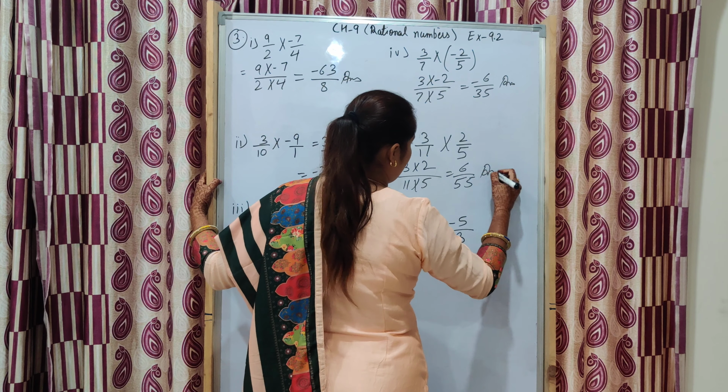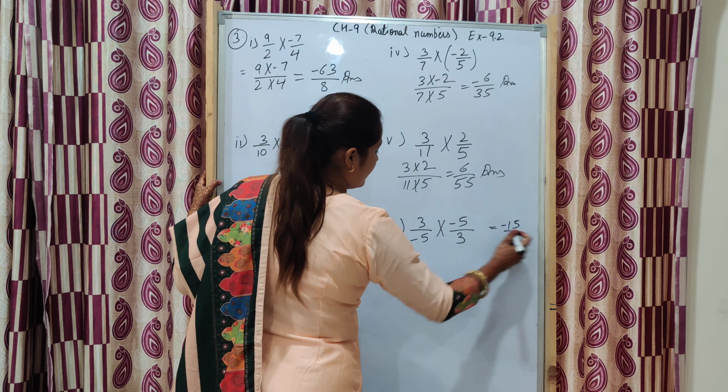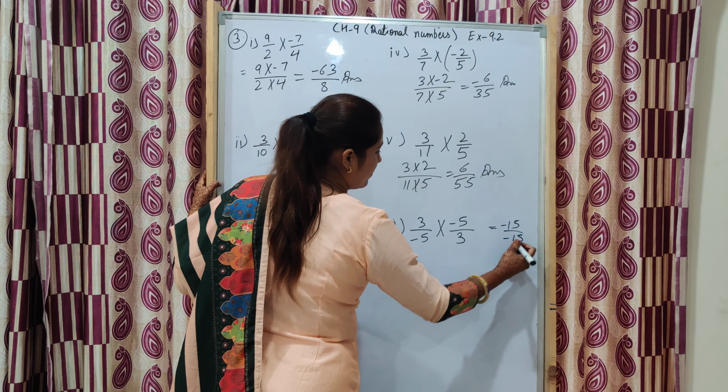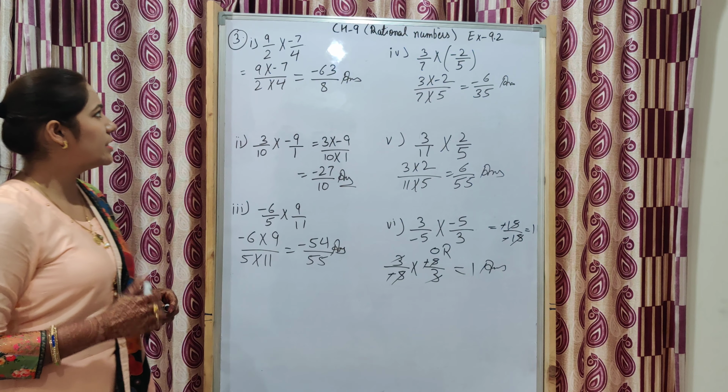Next, now see part 6 carefully. There are two methods to solve this question. First, the similar one we have done: 3 multiplied by minus 5, that is minus 15. Minus 5 multiplied by 3, minus 15. Minus minus cancel, 15, 15 cancel, answer is 1. This is one method. Another is cancellation. I told you earlier also, numerator and denominator can be cancelled. So 3 will be cancelled with 3, minus cancel, 5 cancel, answer is 1. So both methods are right, you can do with any method.